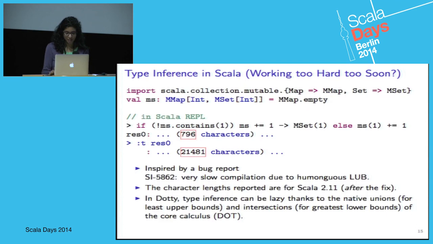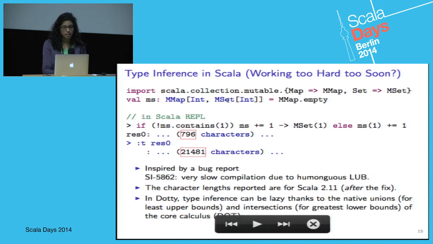And I took this from a bug report, where what happens is that you have a mutable map where the values are mutable sets. And I mean, this is the gist of what happens in one branch of the if: if the map does not contain the key, then it adds the key to the map. So this plus equal expression here returns a mutable map. And in the other branch, it just updates the value set with a new element. So here what we're returning is a mutable set.